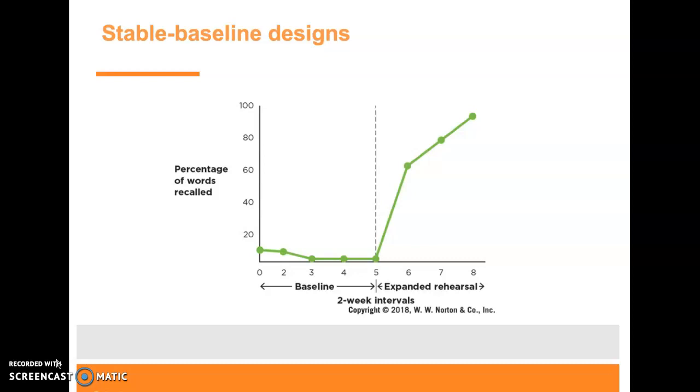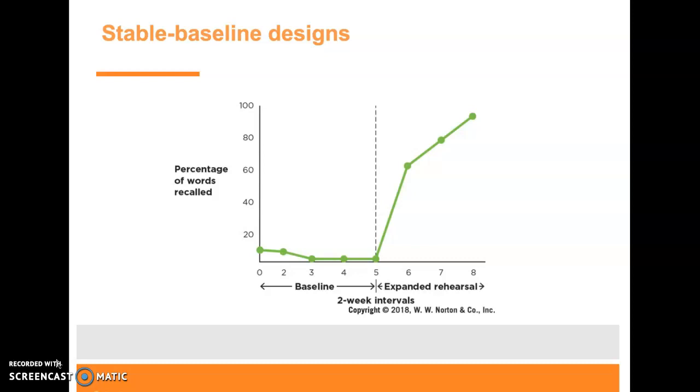So in this case, this was a woman suffering from Alzheimer's, and her recall for memories was very low. And so what they did was measure the percentage of words that she could recall. And you see that for the first 5 testing sessions, she could recall almost none of the words that she was being presented with. Where that dotted line occurs is where the treatment takes place. In this case, the treatment was an expanded rehearsal technique that was thought to be effective for improving her recallability.